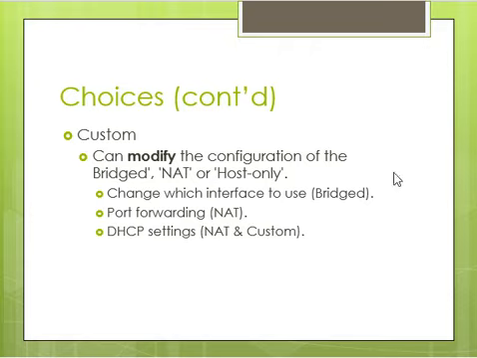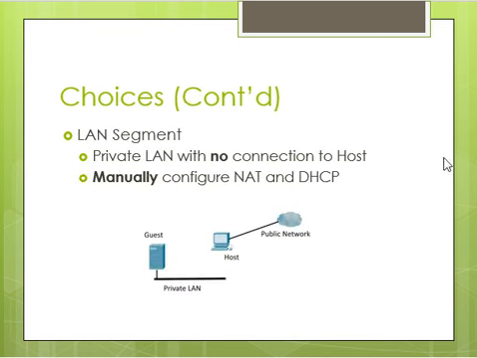So choices, we can modify the configuration of the bridge, NAT or host only, and change which interface to use. You can say, well, bridge mode, okay, I'm going to connect to a different one. Port forwarding is using network address translation, and DHCP settings, where we can set NAT and custom. So we can modify our choices there.